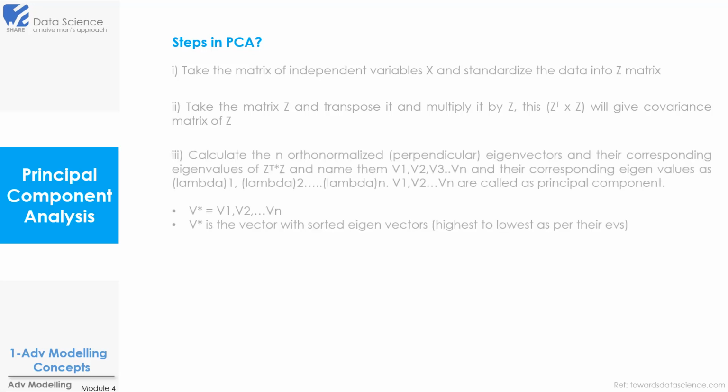Now calculate the n orthonormalized, that is perpendicular, eigenvectors and their corresponding eigenvalues of the Z transpose Z matrix, which is basically the covariance matrix, and name them V1, V2, V3 up to Vn. In the same way, name their corresponding eigenvalues lambda 1, lambda 2 up to lambda n. Now V1, V2 up to Vn are called principal components. And these eigenvectors are sorted from highest to lowest eigenvalue, and hence we can name the matrix V star.